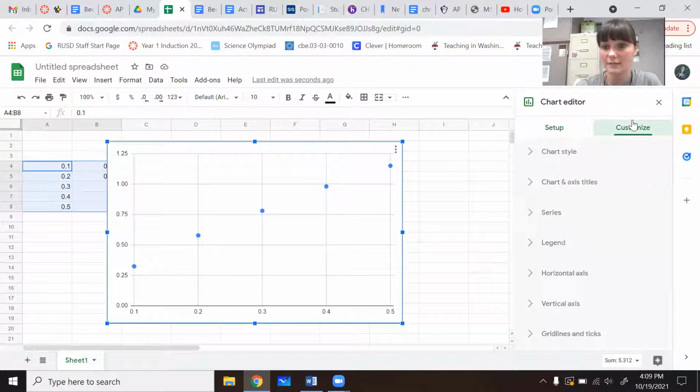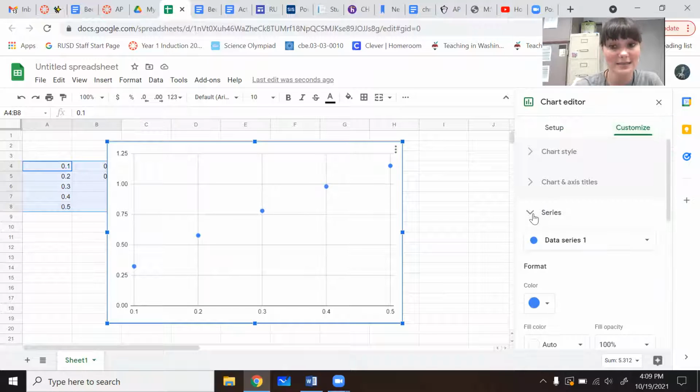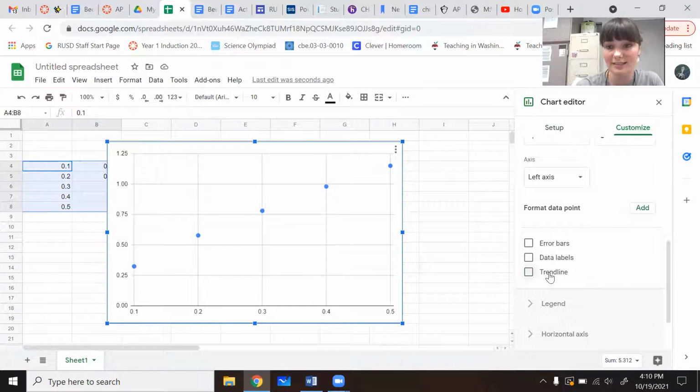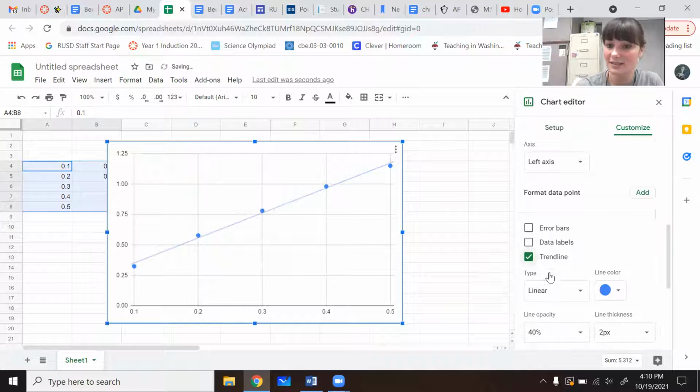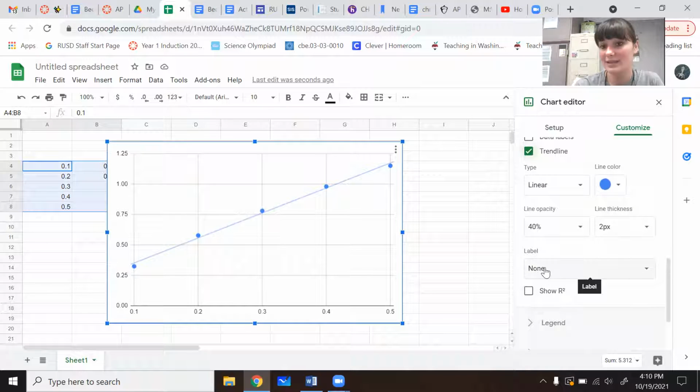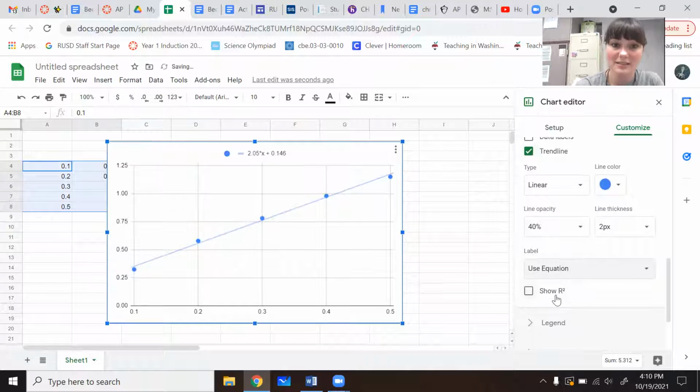To do that, you're going to go over to customize and select series, and scroll down until you see trend line and select that. Scroll down a little bit more, and where it says label none, you're going to say use equation. That's going to give you the trend line for your data, and you do not need to click anything else for that.